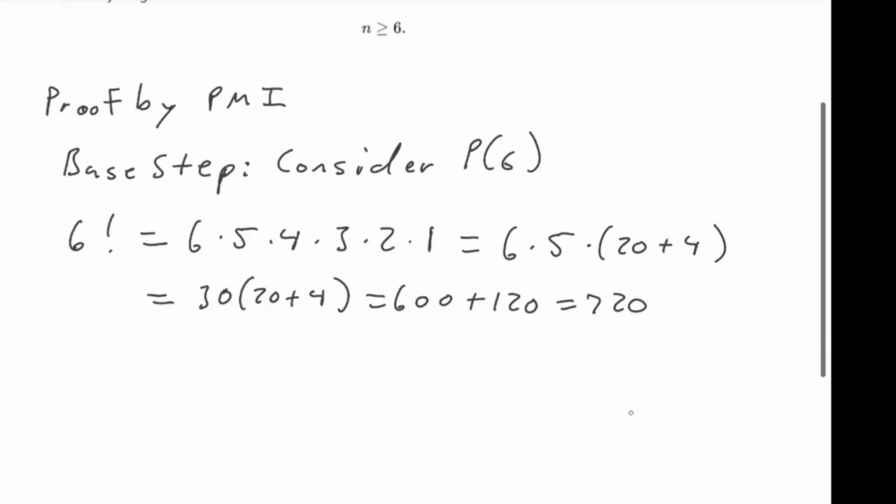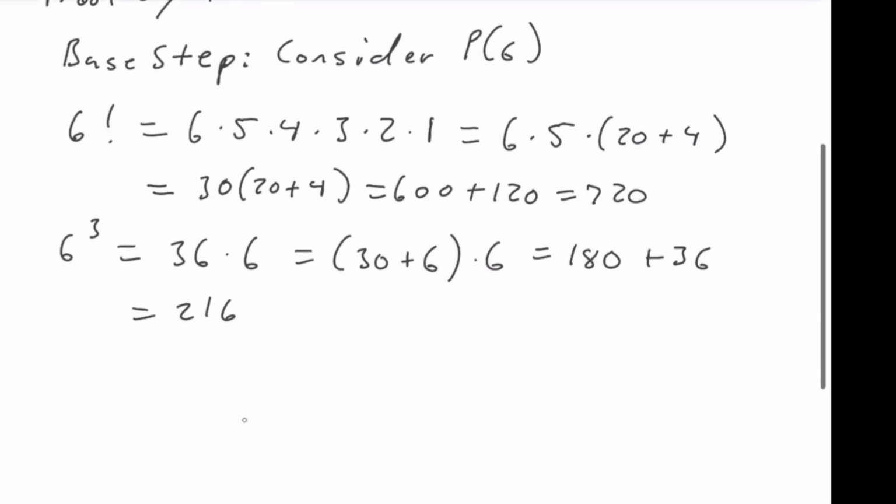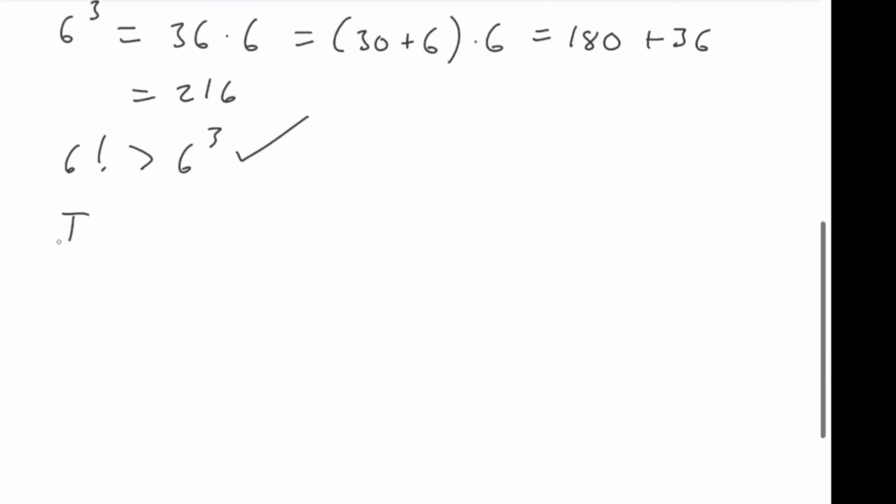Okay, all right. So now we do 6 cubed. So that's 36 times 6, right? Because 6 times 6 is 36, and then times 6. So this is 30 plus 6 times 6, which is 180 plus 36, which is 216. And we can clearly see that 6 factorial is bigger than 6 cubed. So that checks out. Okay, so let's go ahead and move on to our induction step.